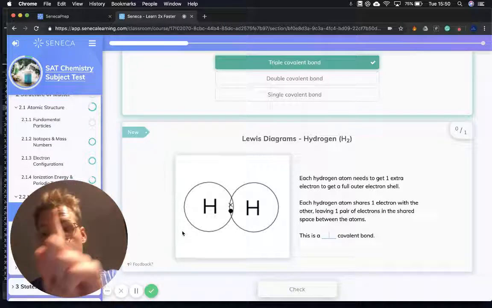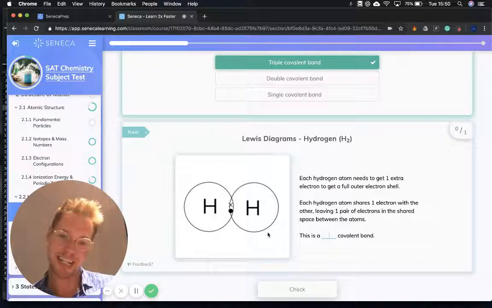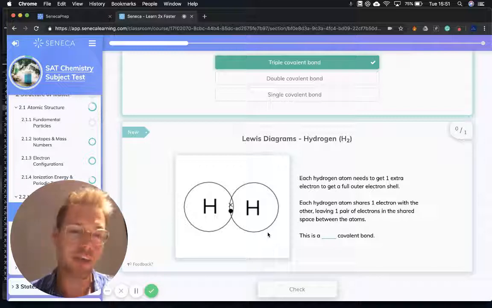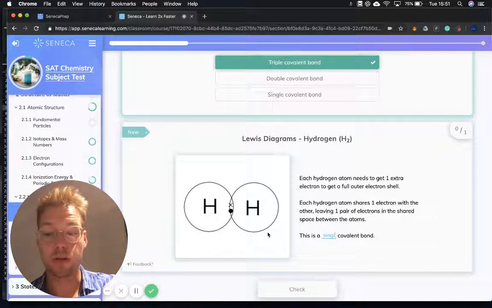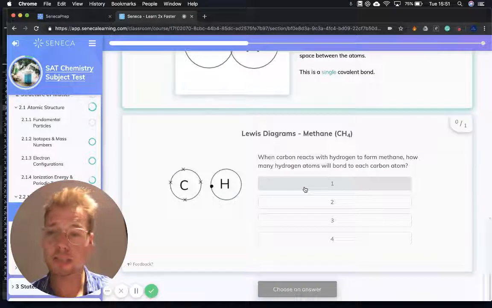Not quite yet though, because there's some more to cover. Each hydrogen atom shares 1 electron with the other, leaving 1 pair of electrons in the shared space between the atoms. So that's going to be a nice example of a single covalent bond.